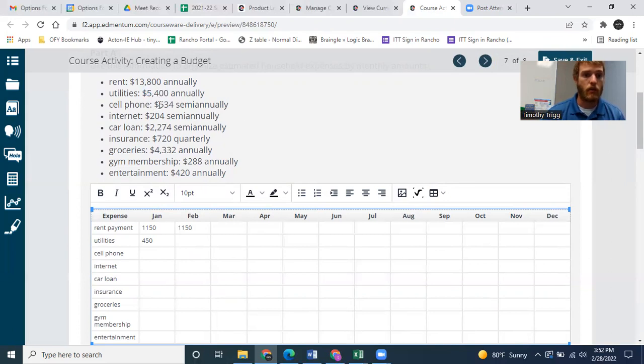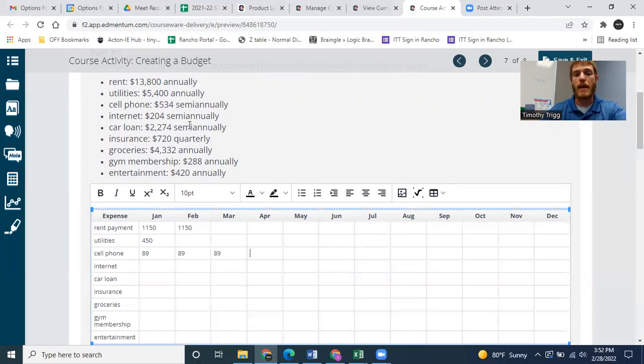Here, for cell phone, 534 semi-annually. So we're going to divide that amongst 6 months because semi-annually is half a year. So divide that by 6 months. So 534 divided by 6 tells me I should save $89 every month. And again, you would fill out these numbers all the way across. So for every month, that's an 89.